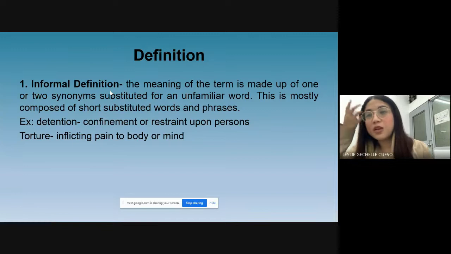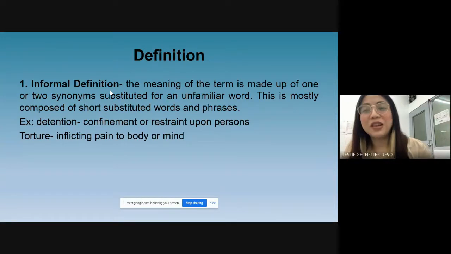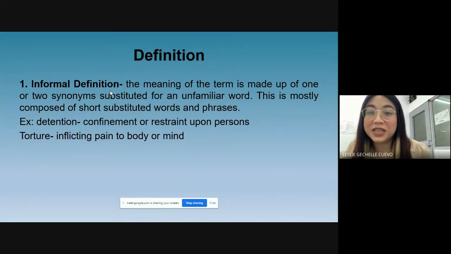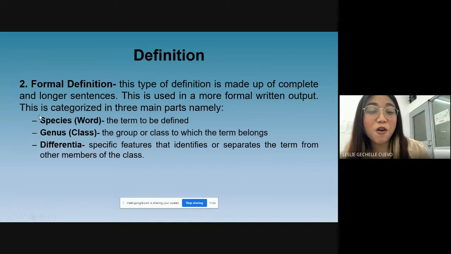The meaning of the term is made up of one or two synonyms substituted for an unfamiliar word. This is mostly composed of short substituted words and phrases. For example, detention, the confinement or restraint upon persons; torture, inflicting pain to the body or mind. Okay. Binigyan mo lang siya ng synonym. Yun yung informal definition. But kapag formal definition naman, syempre nga, formal nga siya eh.